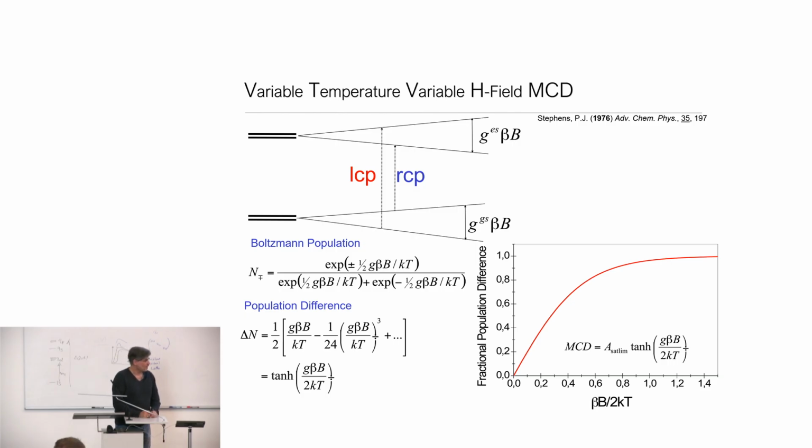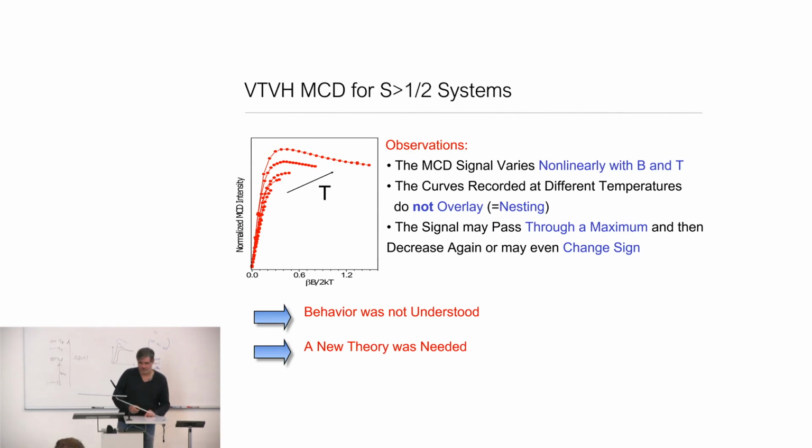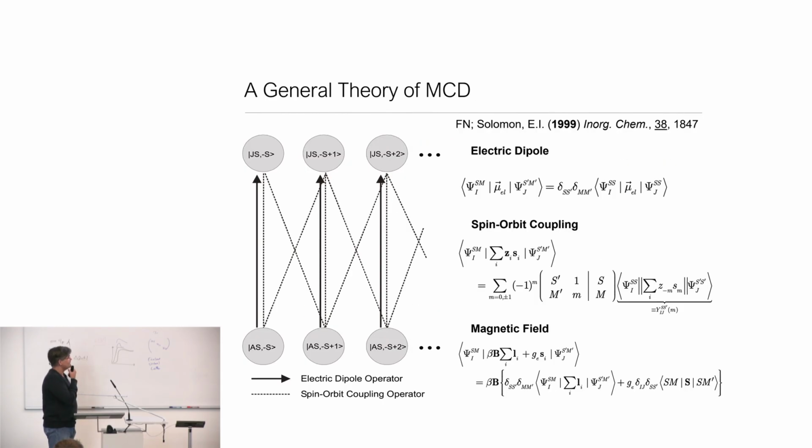Good. Now let's look a little bit into the origin of the MCD for high spin systems. I've shown you already that they have these interesting nesting effects and interesting wavelength dependence, and I've already hinted that this has something to do with the polarization of these transitions. And so many years ago, I think when I was about your age, I made a theory for that. And it's a bit complicated.